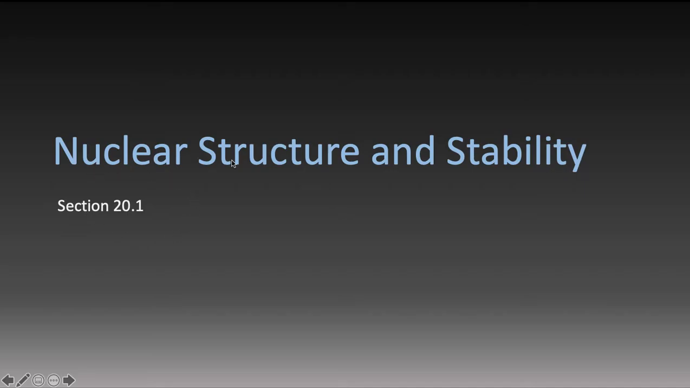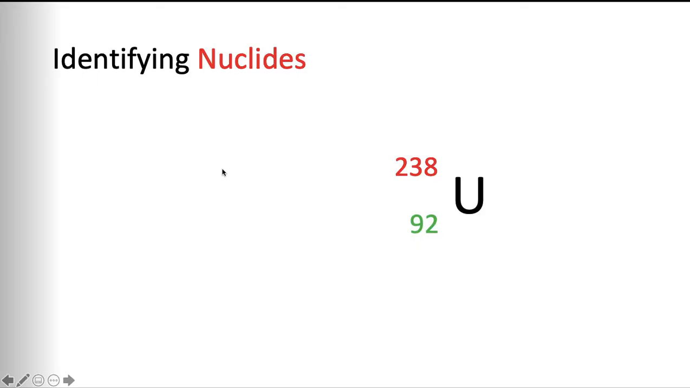Section 20.1 deals with nuclear structure and stability. Let's talk about the nucleus. We mentioned this earlier, but we're going to go into a little more detail about the nucleus and nuclides. What are nuclides? Well, first of all, let's talk about the notation that we're going to use.